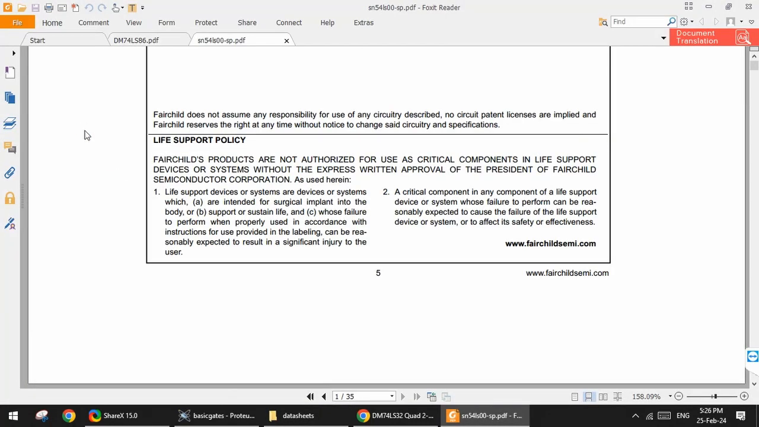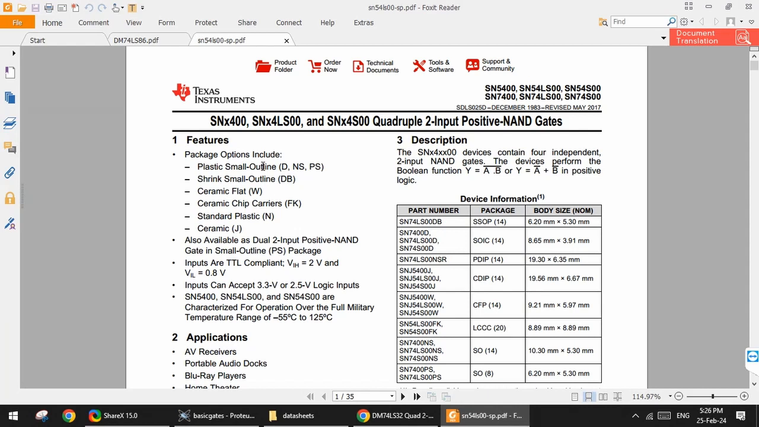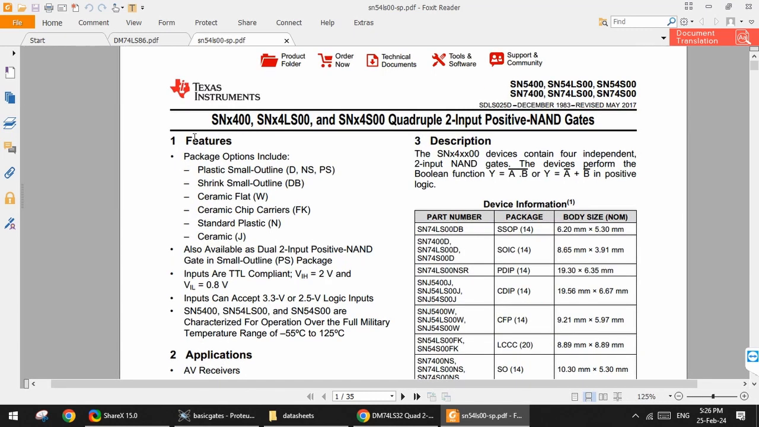Let's open the data sheet of 74LS00. It says quadruple 2 input positive NAND gates, and it is from the manufacturer Texas Instruments, or TI. It's a very well known company, and you can see the features. So it says package options.